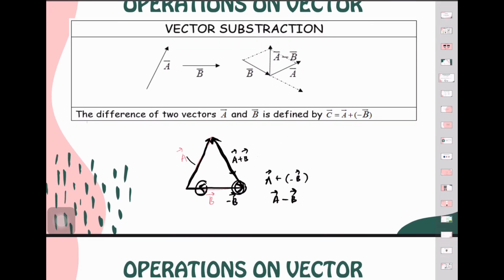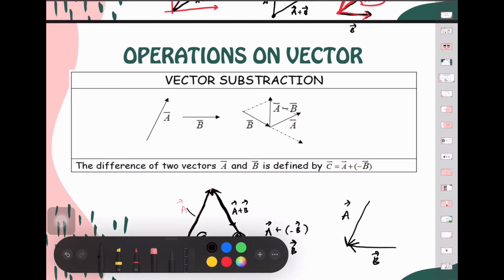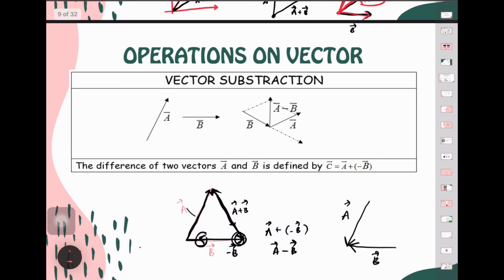Okay, saya bagi contoh lagi satu. Katakanlah kita ada vector A, okay, and we have vector B. So we have one vector that connects both of them together. So what is the vector that connects both of them together is the vector here, from this to this.